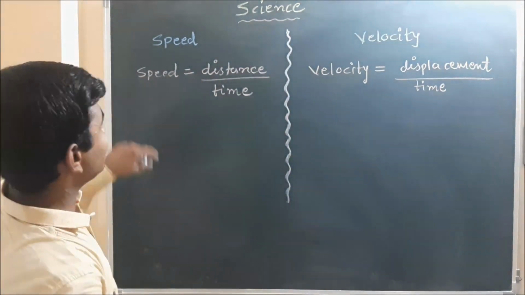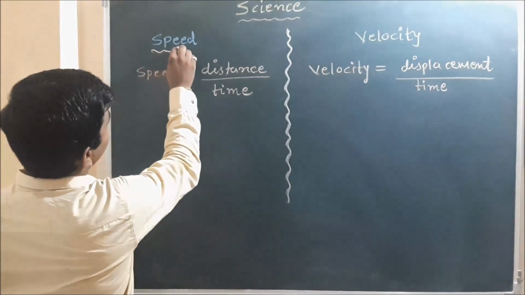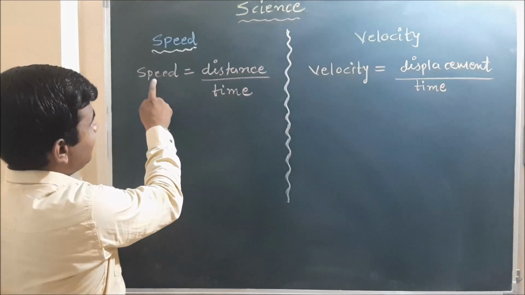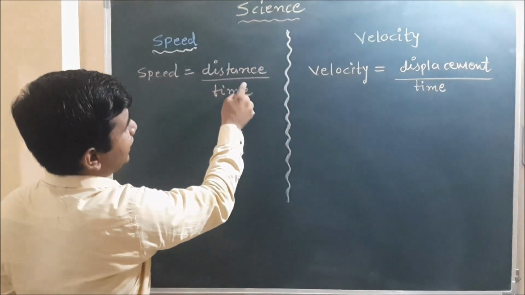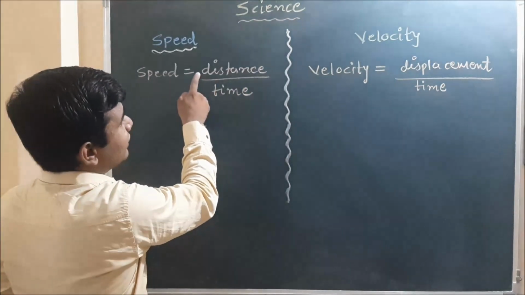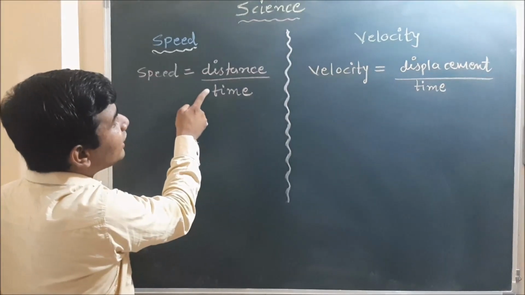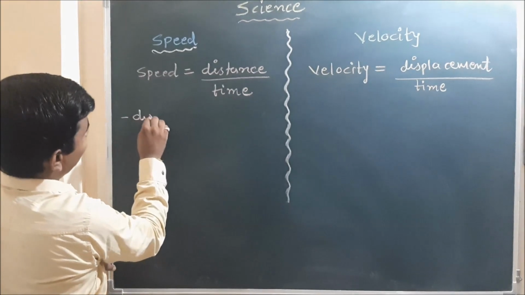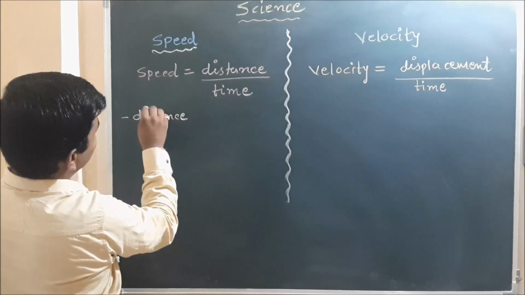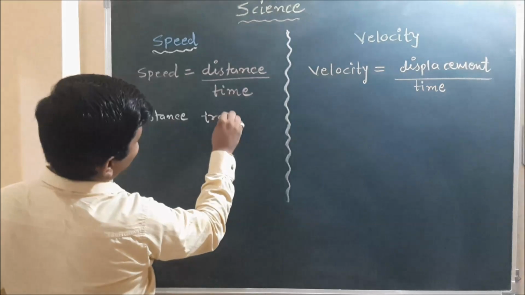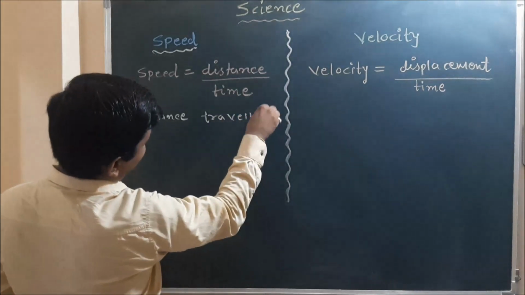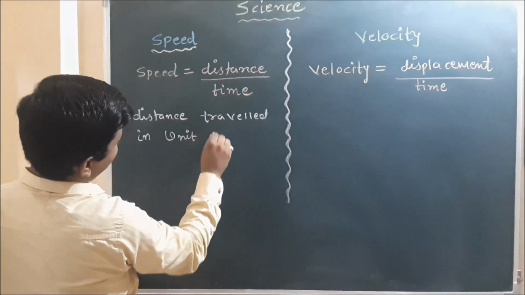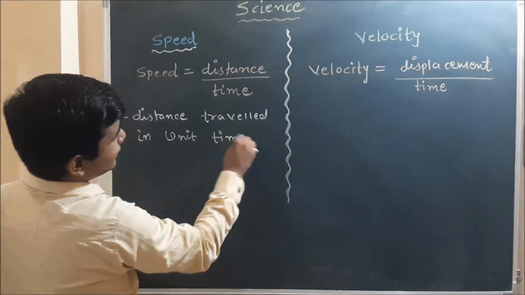It's simple. Here we can say, what is speed? Speed means distance traveled in unit time. Again, whatever is in the denominator we can write as a unit. So distance traveled in unit time, that is called speed. So here we can write that distance traveled in unit time is called speed.